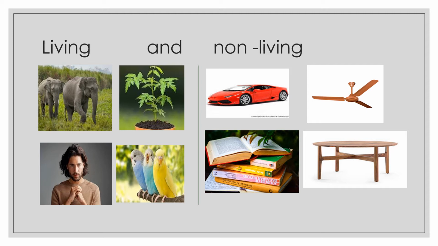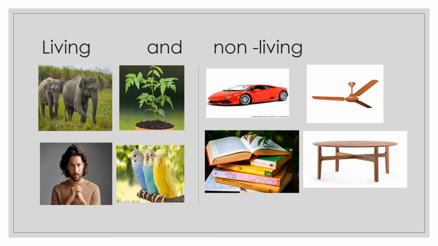Now what are the things which actually tell us that something is living and something is non-living? How do we distinguish between the living and the non-living? The very simple answer that comes to your mind is a living thing will move. It will move from one place to another, whereas a non-living thing will not be able to move from one place to another.